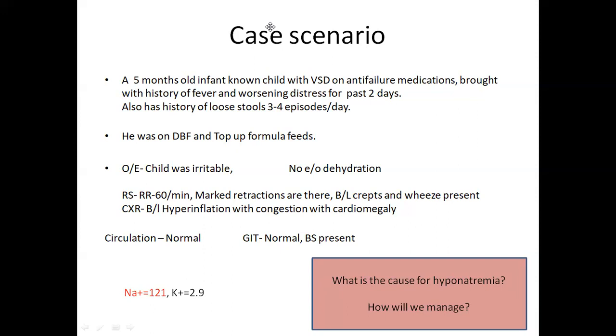So I think with these two scenarios, we know what we are going to discuss today. We'll see how things happen in hyponatremia and how carefully we need to manage this kind of children in the subsequent slides.